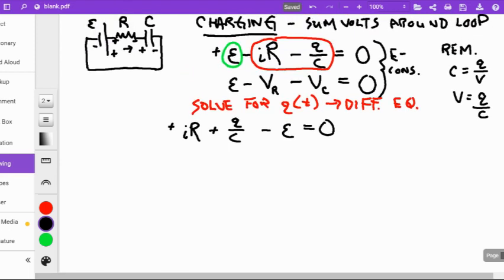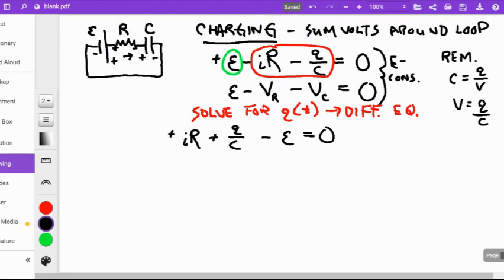Okay. Now, you might be wondering, well, why did he do that? What's the reason for doing that? And here's the big hint that we're going to build up to. I'll put a note here, that this I that's right here is actually a derivative. It's the rate of charge changing in the capacitor, dQ/dt.